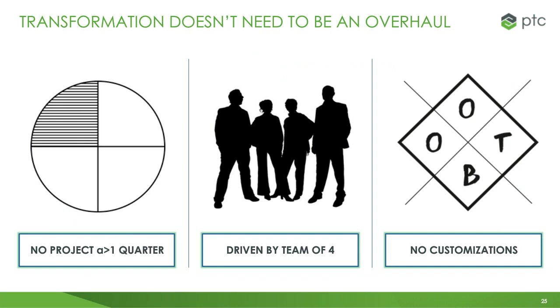Transformation does not need to be an overhaul. I've mentioned this a few times in this presentation, this can all be done in small chunks. You do not have to understand where you're going to be in 10 years in order to make a difference today. All of our projects are scoped for a maximum of 3 months. Parts classification, for example, the last project we talked about, required more than 3 months to complete. We just broke the project as a whole down into smaller phases.